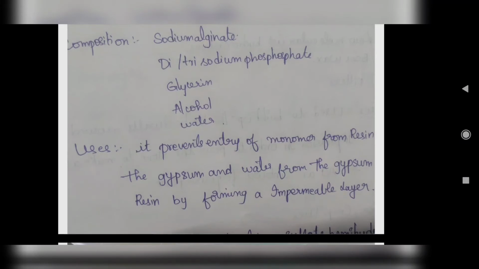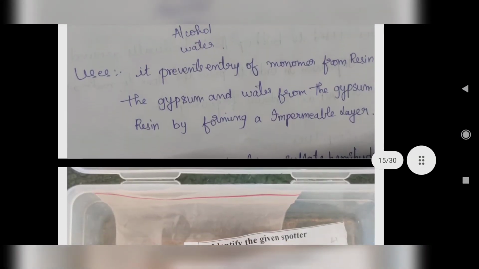Dental plaster, whatever you use, we use dental stone frequently. So it forms an impermeable layer between the dental stone and the resin, so the water in the dental stone does not react with the monomer in the resin. It forms an impermeable layer and it is used like this.